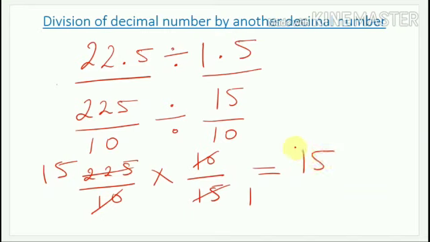In this way we have to divide a decimal number by another decimal number. Here is the end of the video.